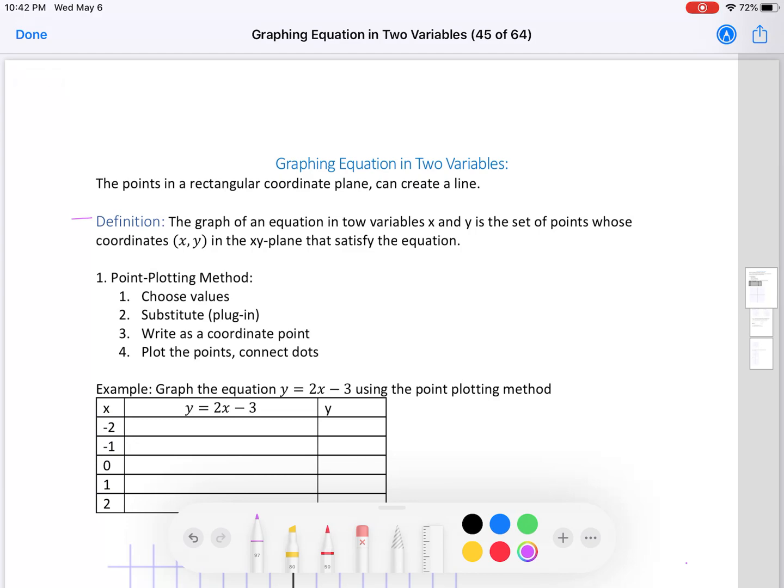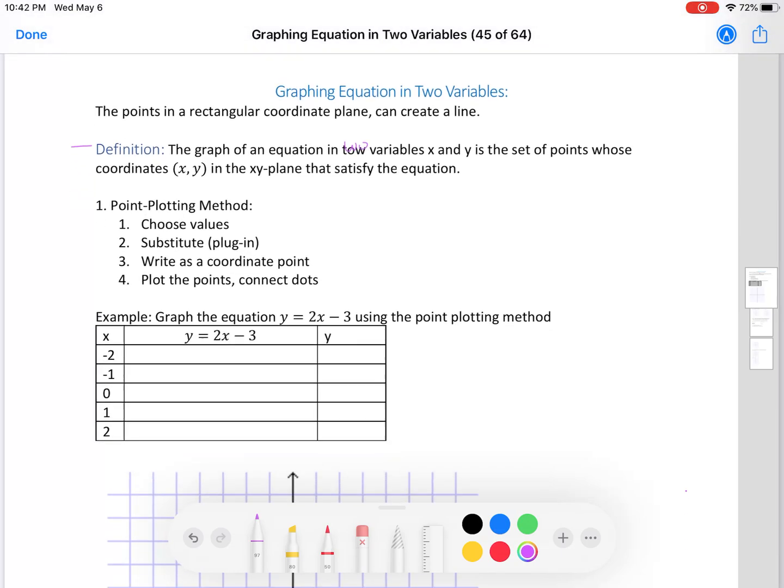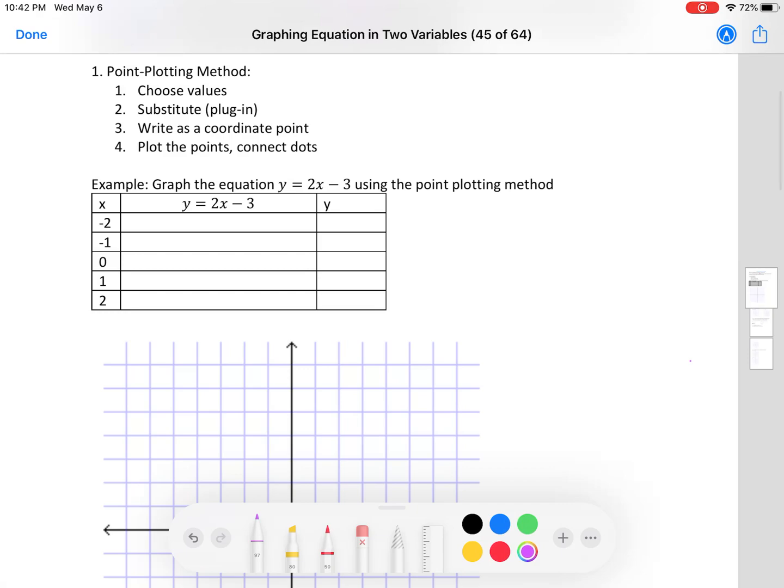The graph of an equation in two variables x and y is a set of points whose coordinates (x, y) in the xy plane satisfy the equation. One way to graph a line is by the point plotting method. And if you're ever asked to graph something and you're not sure what it looks like or how to start, point plotting is a good way to start.